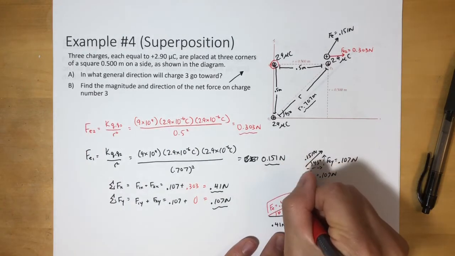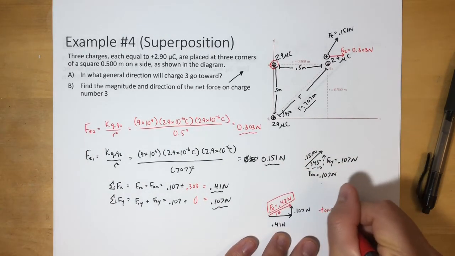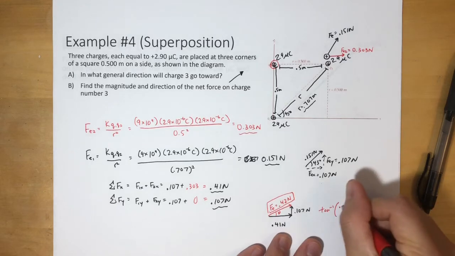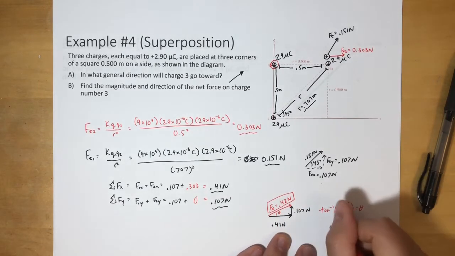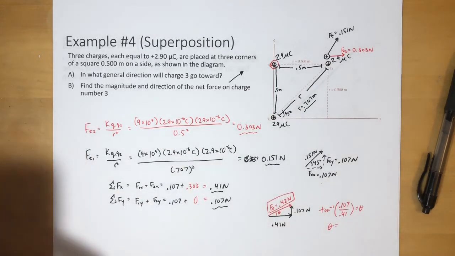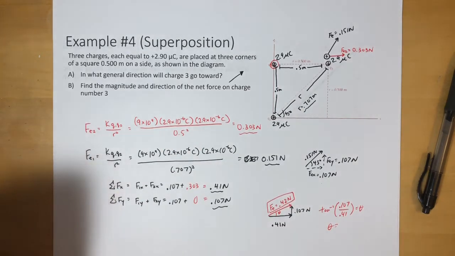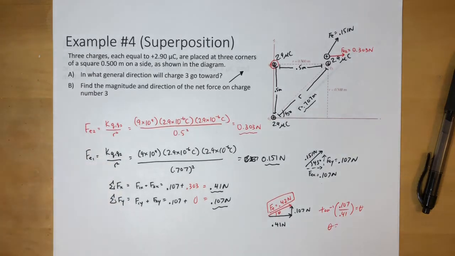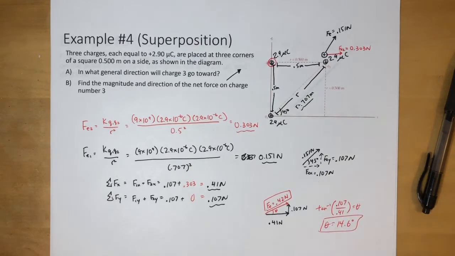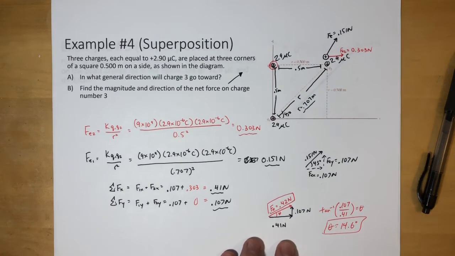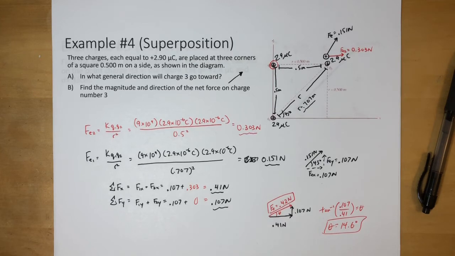Okay, now we have to find direction. So that's going to be our magnitude. But now we have to find direction, tan inverse. So opposite is going to be 0.107 divided by 0.41, and this will give us theta. If we put that into our calculator, 0.107 divided by 0.41, we get 14.6 degrees. Okay, so it's 0.42 newtons at 14.6 degrees. Okay, and that should make sense.